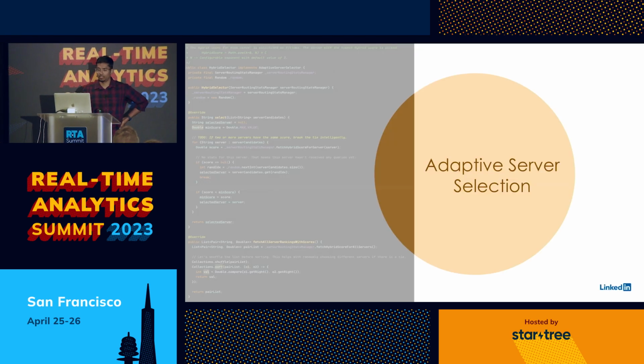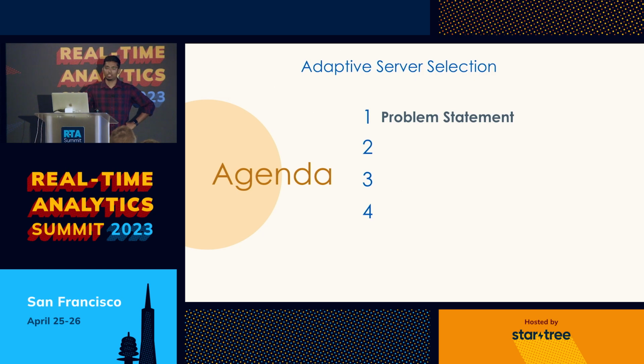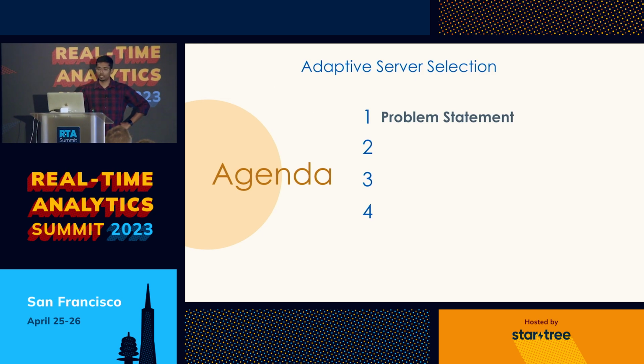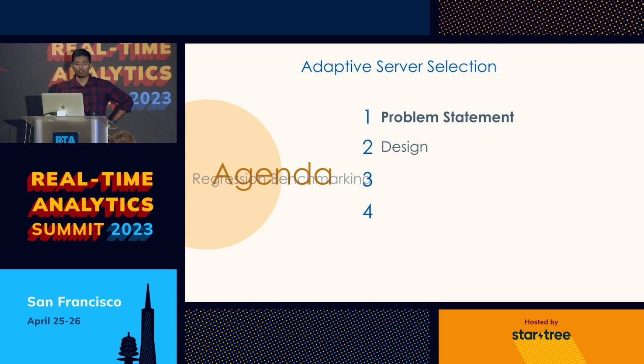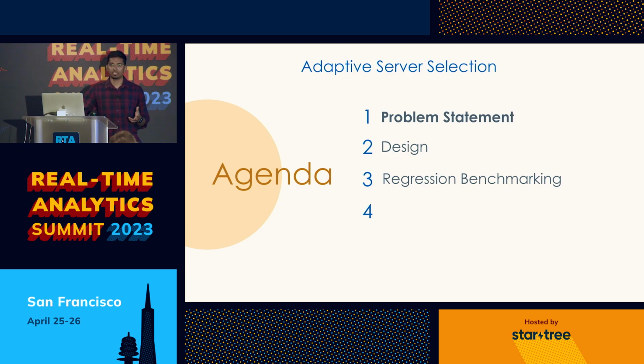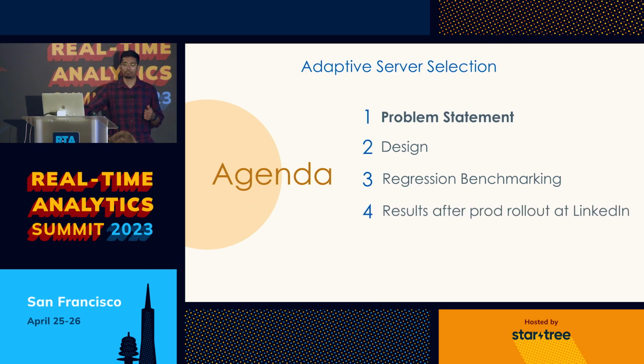Okay, so let's dive in, right? For adaptive server selection, the agenda is going to look as follows. We will start off with the problem that we are trying to solve here and why it is important. Then we'll dive deep into the design decisions and how we solve the problem, followed by some benchmarking numbers that we obtained before we deployed it in our production environment. And then we'll follow that up with the results achieved after we rolled it out to our entire production environment.